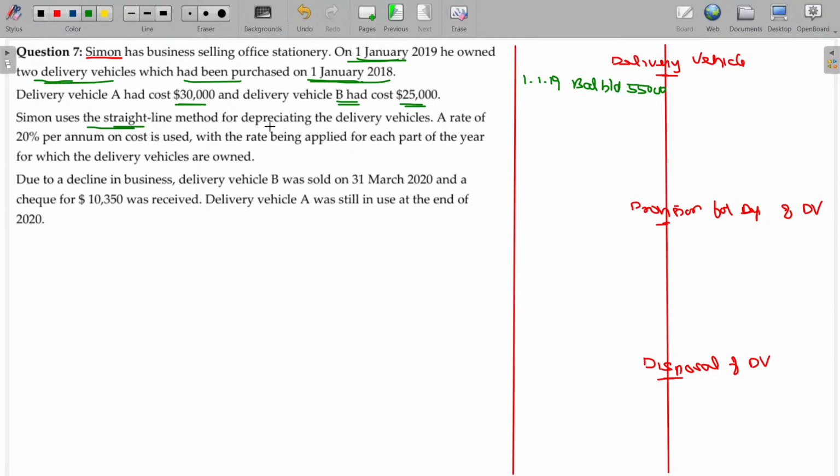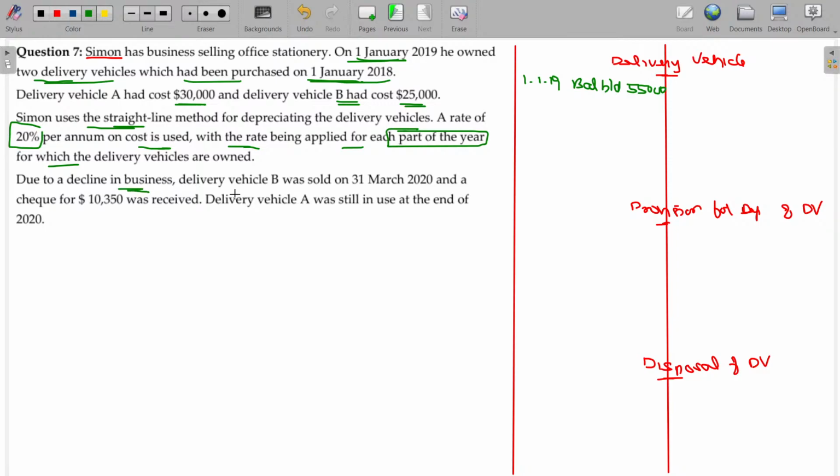Simon uses the straight line method of depreciation for the delivery vehicles. The rate of depreciation being 20% per annum on cost is used, with the rate being applied for each part of the year for which the delivery vehicles are owned. Even for the part of the year, you have to calculate. In the earlier illustration, in the year of purchase, whether you use it whole year or half year or part of the year doesn't matter, you have to charge the full year depreciation, but in the year of sale, you need not charge depreciation. But here it is not so. If any part of the year is used, then you have to calculate the depreciation for that part.